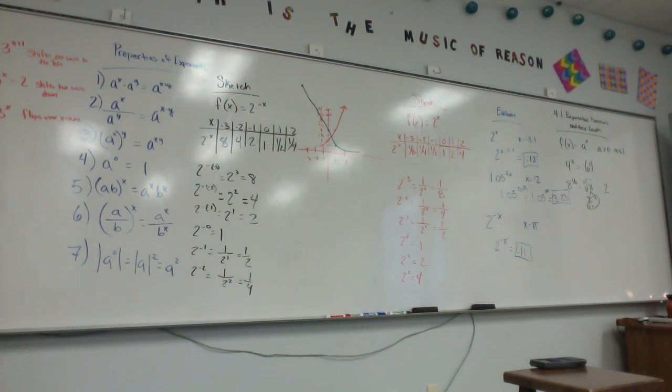And then that should be the next one, I believe. Let's say it says f of x equals 3 to the negative x. That flips it over the y-axis.